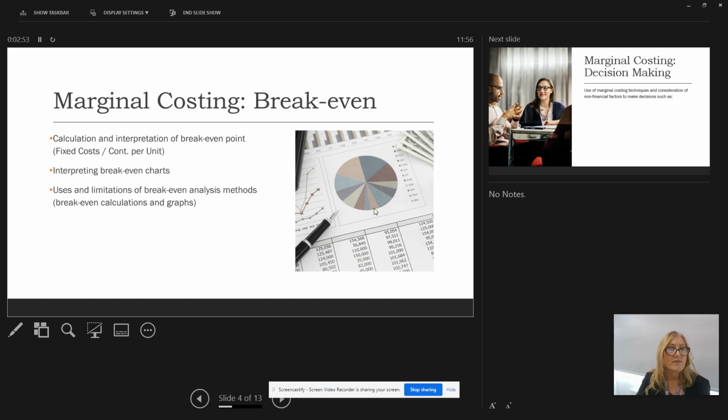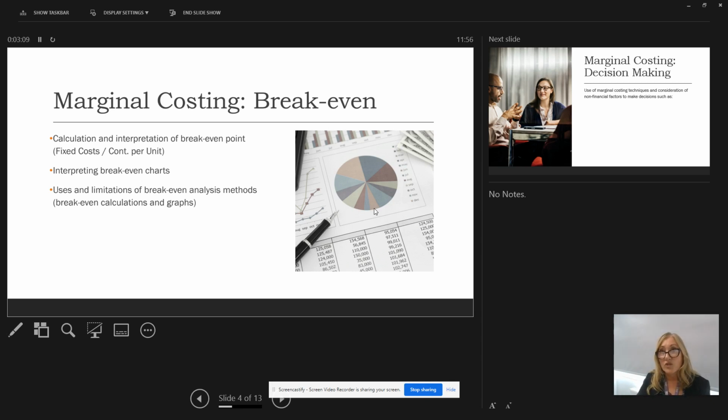The uses and limitations of break-even analysis methods. So the calculations and the graphs. So remembering all the pitfalls of break-even. It's a little bit simplistic. It assumes that everything behaves in straight lines. Everything's perfectly linear, which of course we know is not the case.